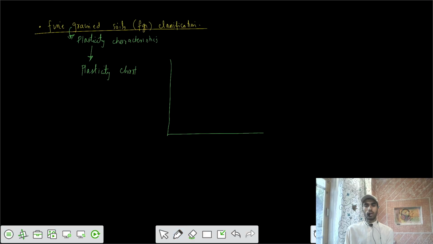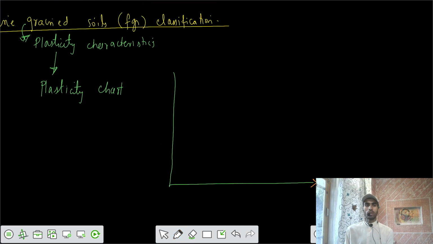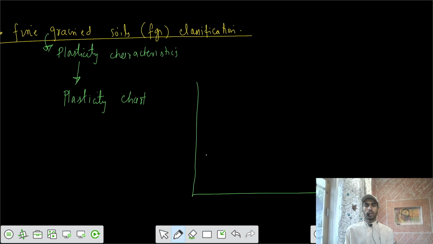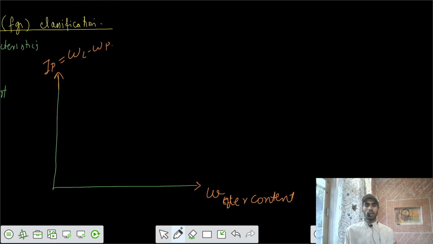In this chart, we have liquid limit on the horizontal axis; that is, we have water content. And on the other side, we are going to have the plasticity index, IP. Okay, and there is one line.